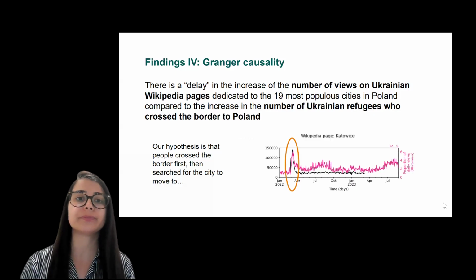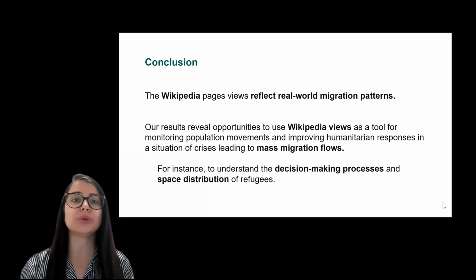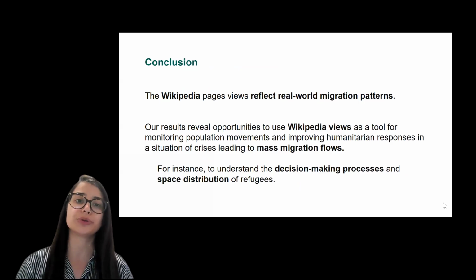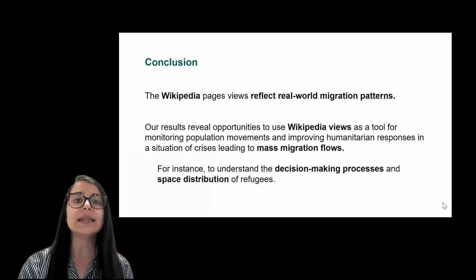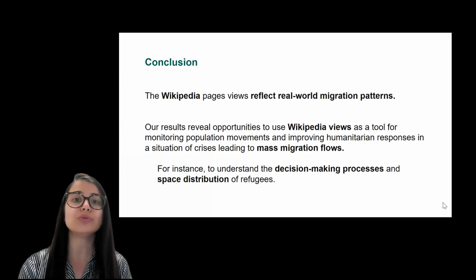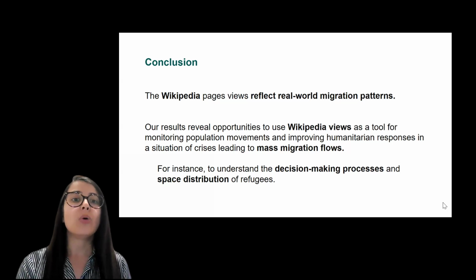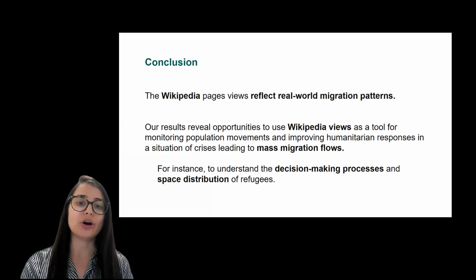To conclude, our results demonstrate that Wikipedia page views can effectively reflect real-world migration patterns, and our findings highlight the potential of using Wikipedia as a tool for monitoring population movements and improving humanitarian responses during crises, while we also provide some insights into the decision-making process and the spatial distribution of refugees.